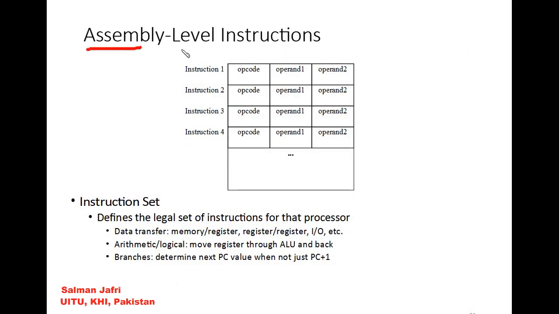So a little discussion about assembly language instructions, and basically what does an instruction consist of? Opcode, operand 1, operand 2, the second instruction opcode, operand 1, operand 2, etc. So what is the instruction set? It defines the legal set of instructions for that processor, and the instructions might be grouped into the following groups: data transfer instructions, which include memory to register transfer, register transfer, memory to IO, register to IO, etc.